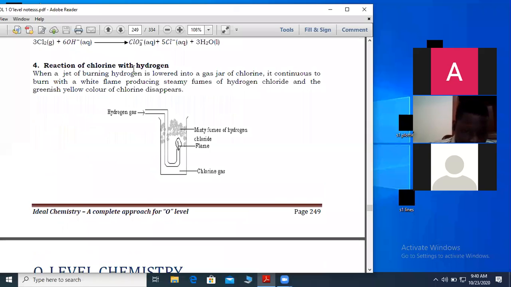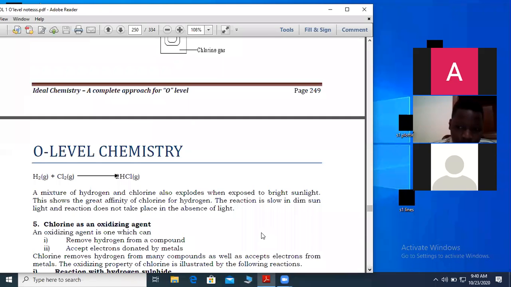Reaction of chlorine with hydrogen. Just burn dry hydrogen gas with chlorine and you will form hydrogen chloride gas. And this is the equation. Dry chlorine plus hydrogen gas to form hydrogen chloride gas.